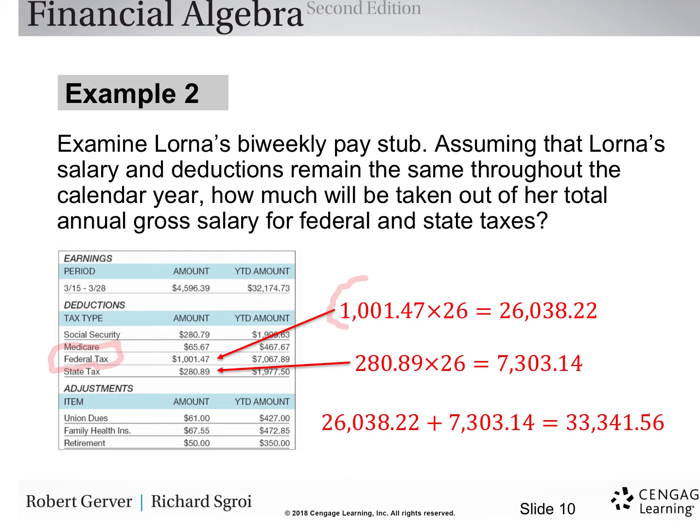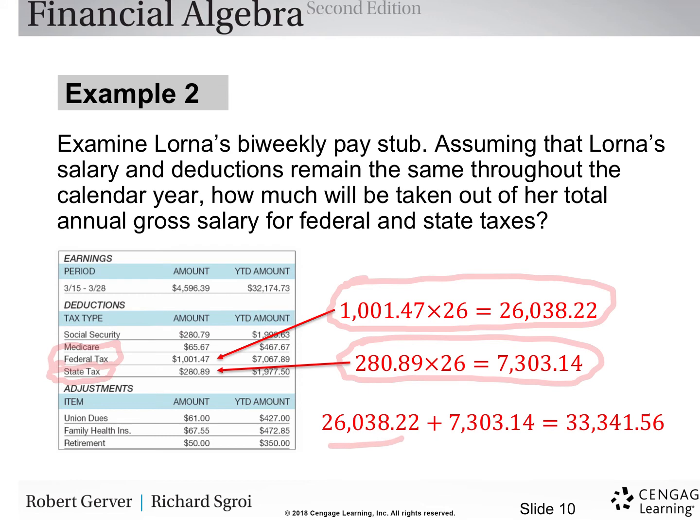$1,001.47. Okay? Now she gets paid every other week, so we multiply that times 26 to get how much is deducted for the year. Then we see state tax. State tax is right below federal tax. That's $280.89. Again, we multiply it by 26 for the number of pay periods, and we come out with $7,303.14. We add these two figures for federal and state tax, and we come out with the total deductions for federal and state tax for a year are $33,341.56.